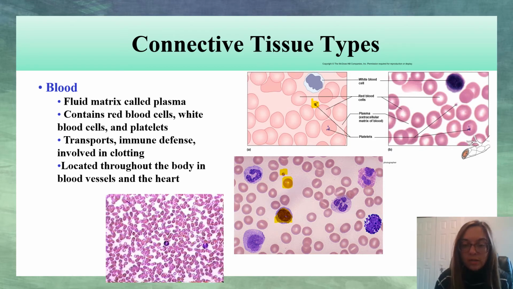Platelets help with blood clotting. Once we get into talking about blood and the circulatory system, we will talk more specifically about this. So the blood is really important for transportation of materials, of course, oxygen and carbon dioxide and other nutrients as well. It's great for our immune defense. White blood cells really help out with that, and it's involved in blood clotting with our platelets. Of course, it's located throughout the body, in your blood vessels, and in the heart.